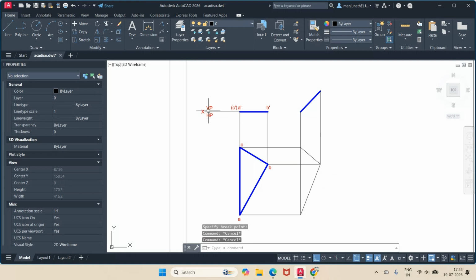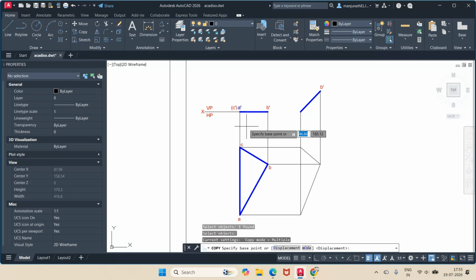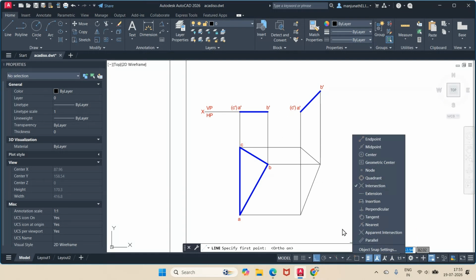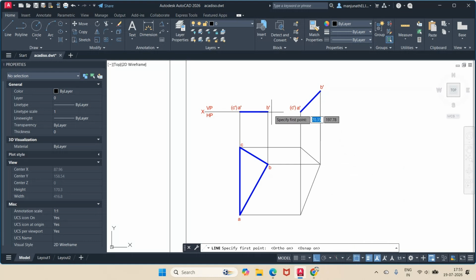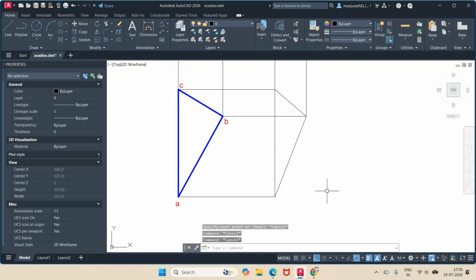Now I will go for copy, remove these two, take B dash and keep it here. Then you take A dash and you keep it here. Then you take C dash and copy this here. Then you go to line, enable this, go to intersection, go to this and draw this now. Okay. Now once you do that, now we want this copy.